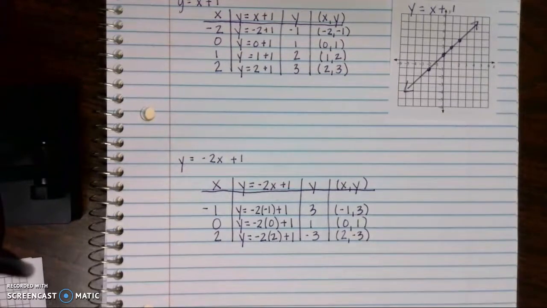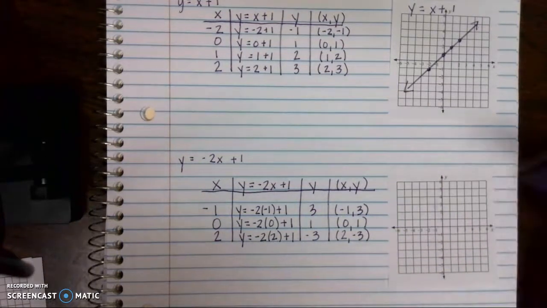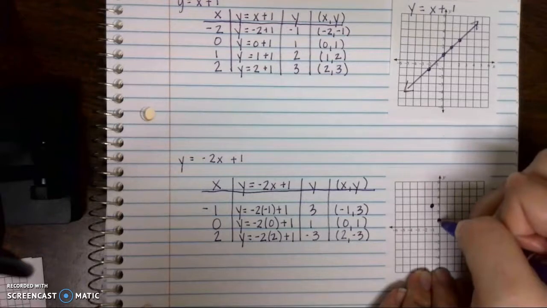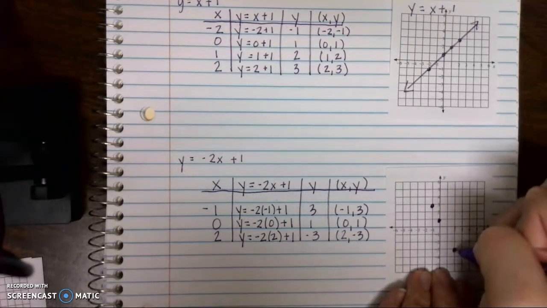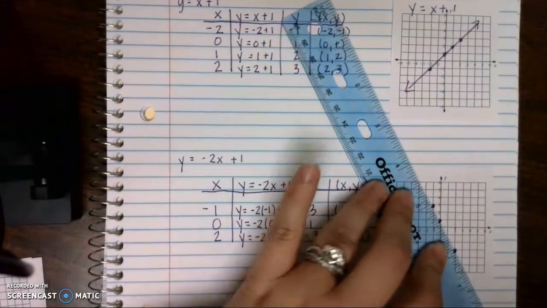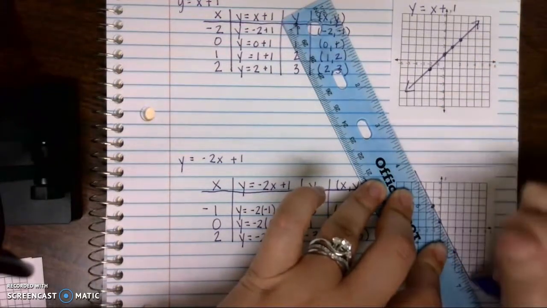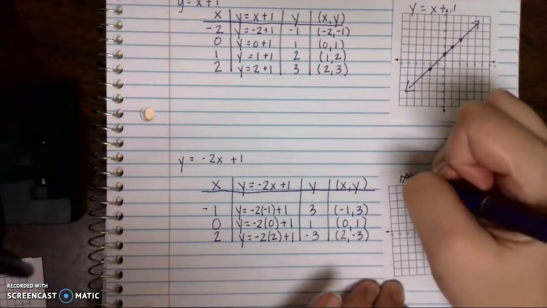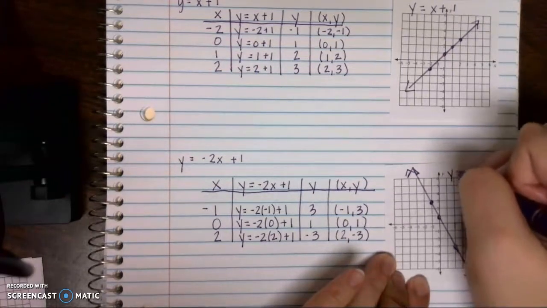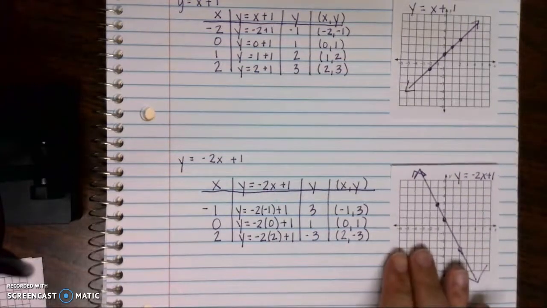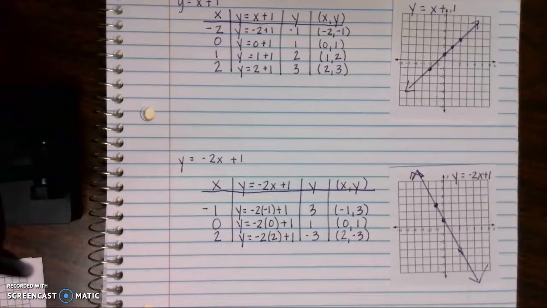Now that you have all of those, you've got your graph. You're going to plot your solution points: -1, positive 3, 0, 1, and 2, -3. Got 3 solution points. Now that you have your 3 solution points, you're going to use a ruler, and you're going to graph your line. Put your arrows on the end. That arrow's a little crooked. Then you've got your equation, y equals -2x plus 1. Awesome, we are halfway finished. We only have 2 more, and those are our special ones.